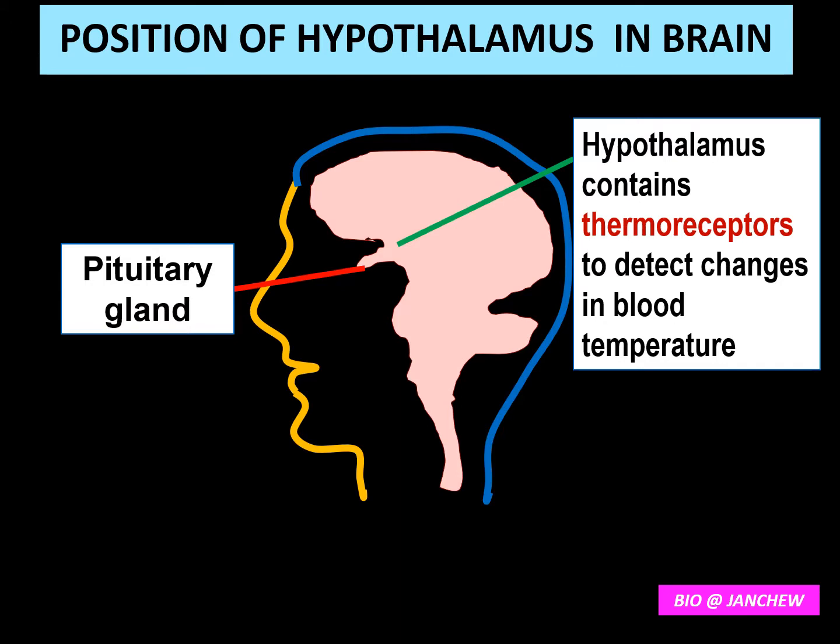Let's look at the position of the hypothalamus in the brain. This is a side view of the brain, and here we see the pituitary gland in the projection here. The hypothalamus is just nearby to it, and it is a small part of the brain, but it's very important because it contains two types of receptors. The first are the thermoreceptors to help detect changes in the temperature of the blood flowing through it. And also, if you can recall, the hypothalamus contains osmoreceptors to detect changes in blood osmotic pressure. So the hypothalamus contains thermoreceptors and osmoreceptors.